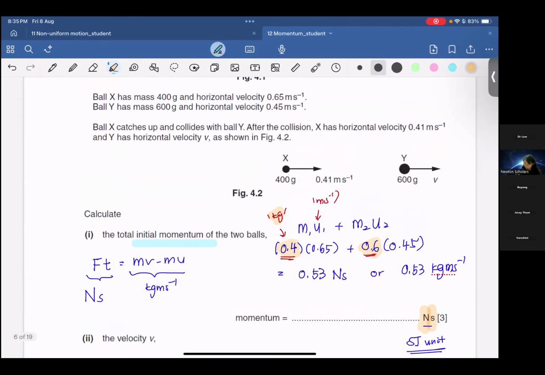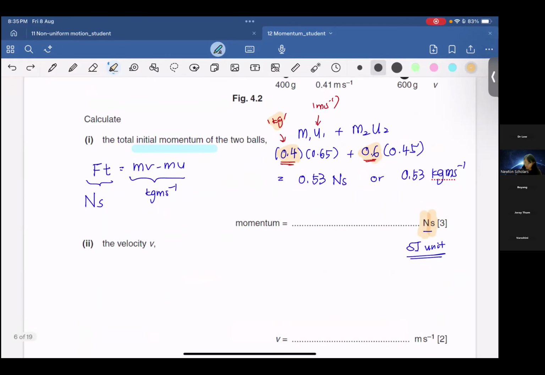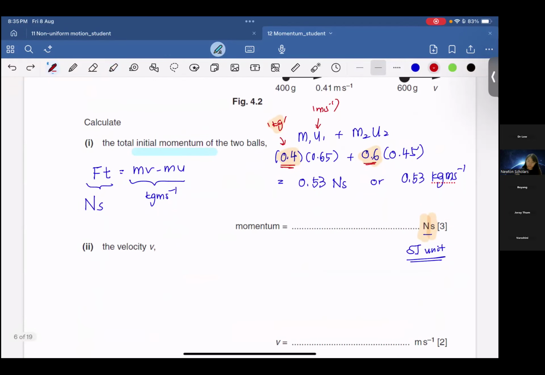Boys and girls, here they don't know the V. Can you calculate the V? Fatima, is it okay? 0.53. I think you forgot to change to kg. Okay, good job. Calculate the V. How do you calculate? Momentum before equals momentum after. Good job, Prasan. Correct.